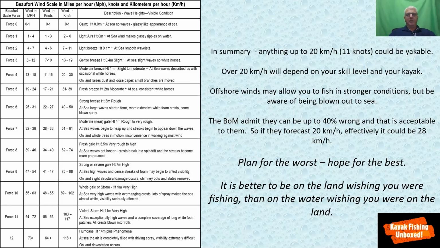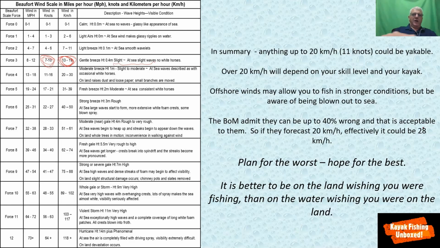And finally, the Bureau of Meteorology admit they can be up to 40% wrong with their forecast, and that's still an acceptable error margin. So if they forecast 20 kilometres per hour, then effectively that could actually be 28 kilometres per hour. And if you have a look over here, this would just reinforce what we were talking about before: on the news they forecast up to 20 kilometres per hour, 13 to 19 kilometres per hour. That equates to 7 to 10 knots, and that's a slight sea, slight waves, no white caps, no white horses.